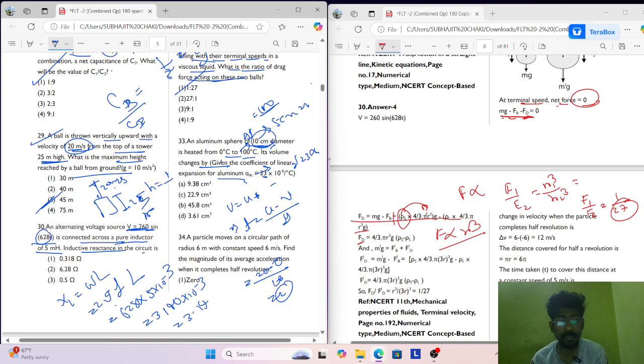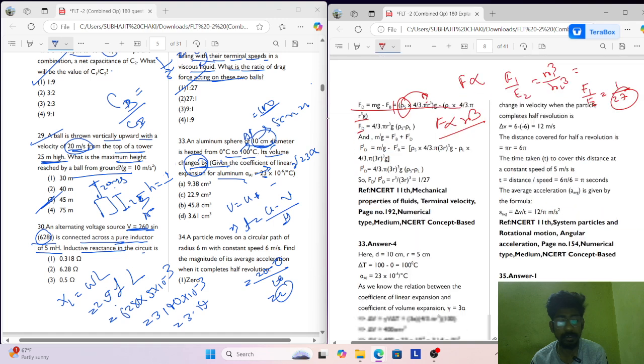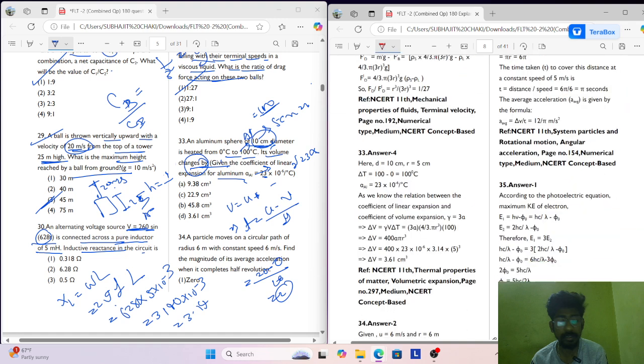So the formula is del V by V equals gamma del T. What will be the change in the volume? That is what we have to calculate. Del V equals, same formula I told you, del V equals V into gamma del T.